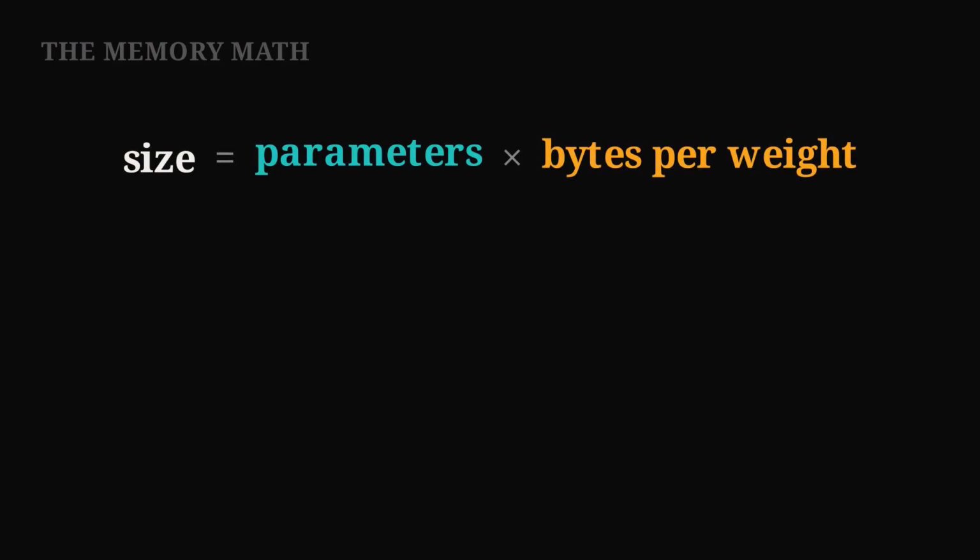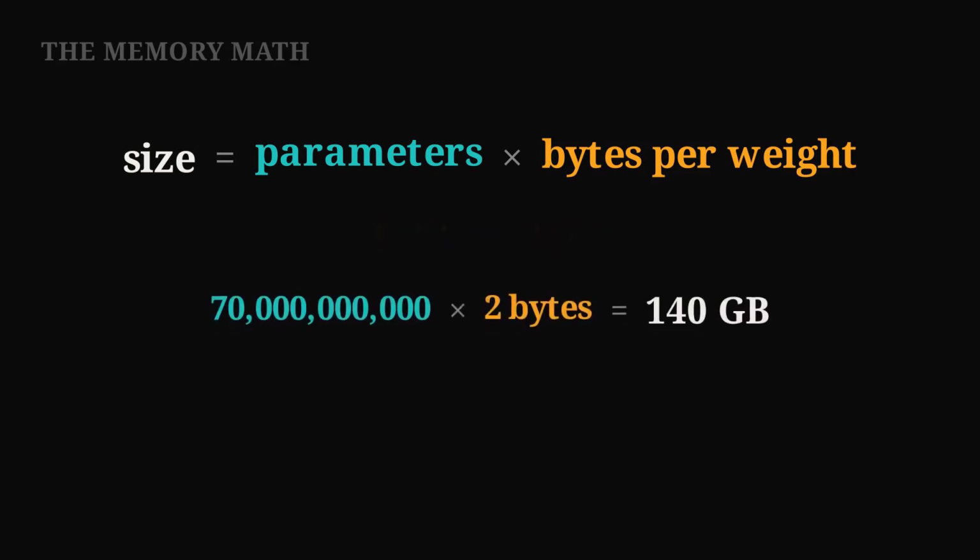Start with the only equation that matters here. A model's size is its parameter count times the number of bytes you spend on each parameter. Full precision means 16 bits per weight, which is 2 bytes. 70 billion weights times 2 bytes gives you those 140 gigabytes.